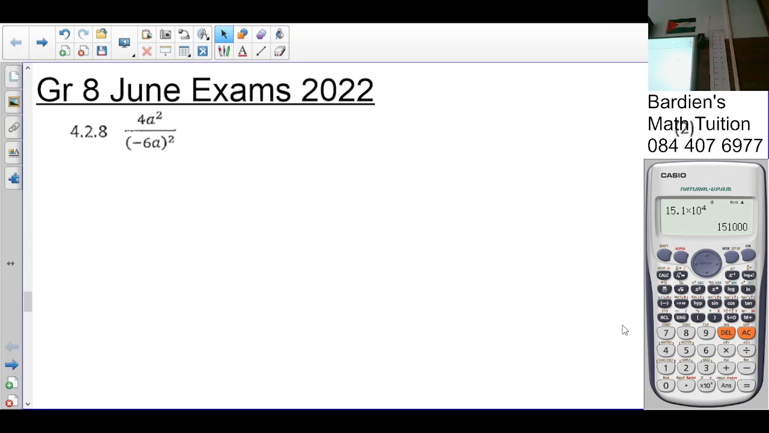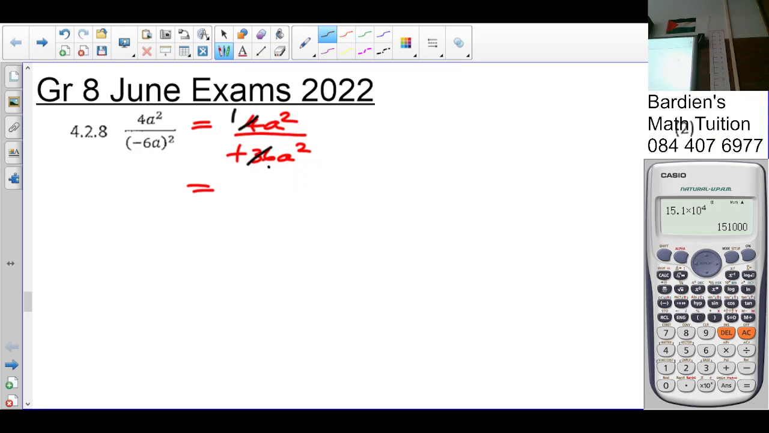We must sort out the denominator first because of the bracket. So 4a squared over negative squared is positive, 6 squared is 36, a squared. Positive divided by positive is positive. 4 goes into 4 once. 4 goes into 36, 9 times. And the a squares are the same, so they cancel. The 9 is in the denominator. The answer is 1 over 9.